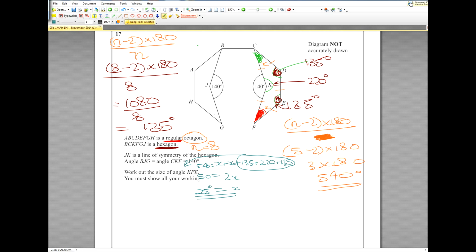Okay, what comment can we make for the first part? So we had 135. What's 135? Okay, so the internal angles. Let's write a comment here. It doesn't say you need to write that. Yeah, just show your working.